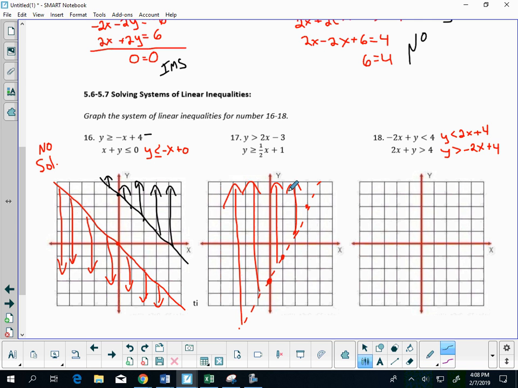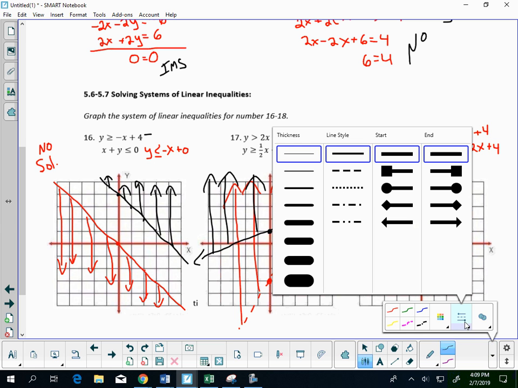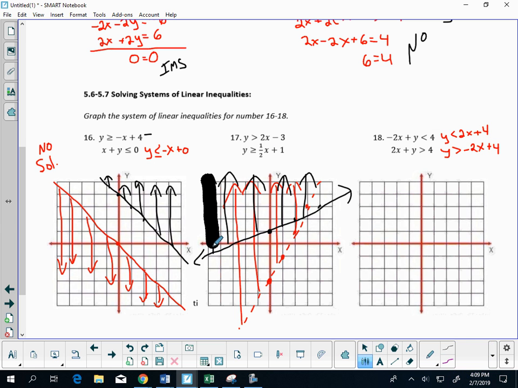Let's do the next one in black. My y-intercept is 1. My slope is 1/2, so up 1, right 2. And that would be a solid line. And that is also a greater than. So I'm going to just shade above. And then where they overlap is what I'm going to make really dark. And this is where they overlap.